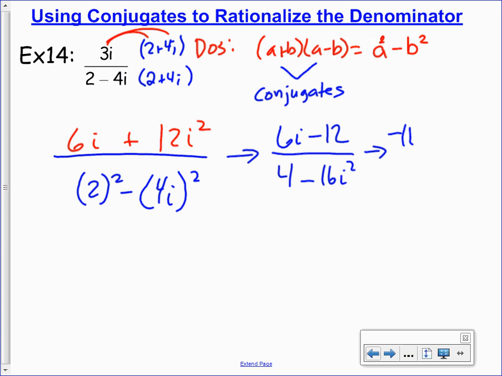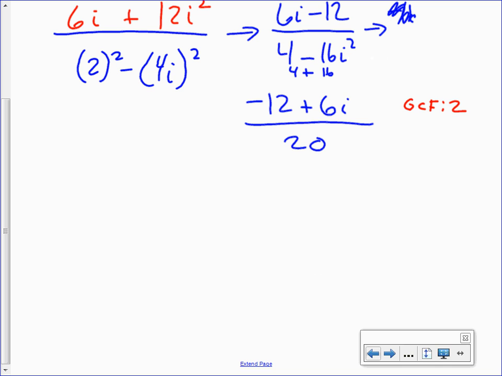Do you mind if I switch the 12 and the 6? So this is negative 12 plus 6I. And then this becomes plus negative 16, and it becomes a negative times negative, positive, so it's 4 plus 16. So that makes it 20. You can reduce. What's the GCF? GCF is 2. So divide everything by 2.